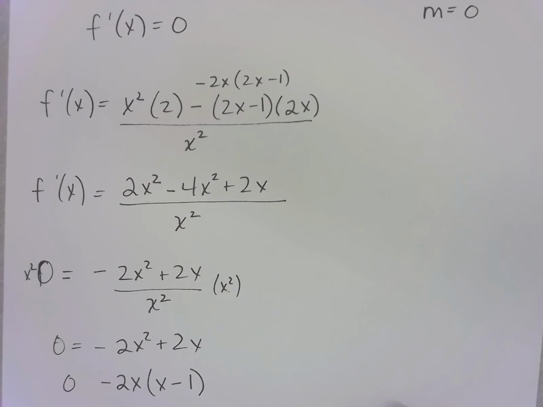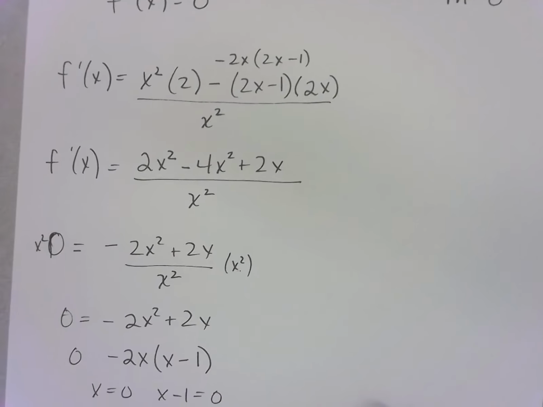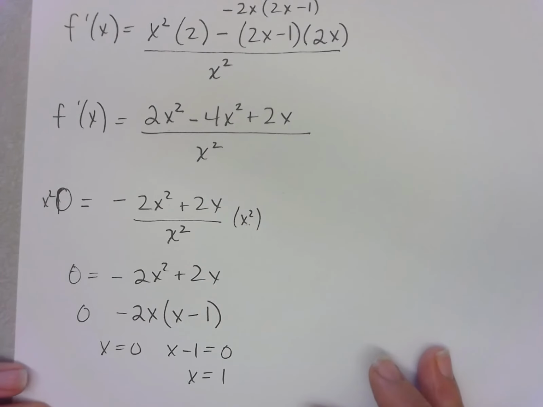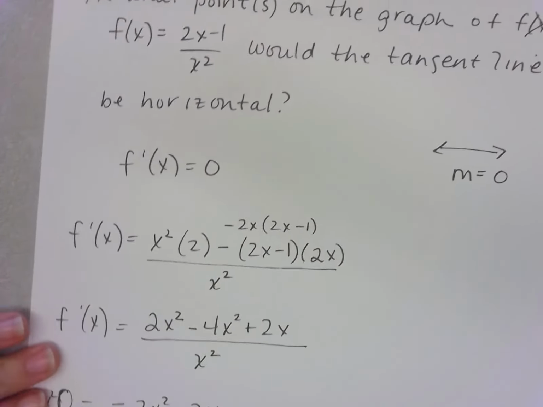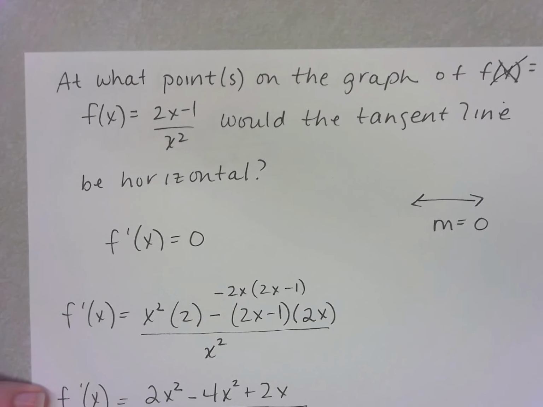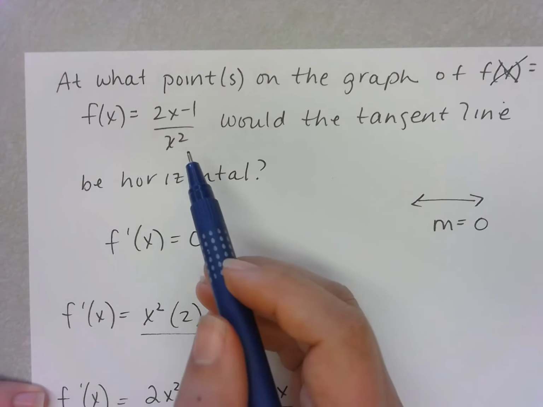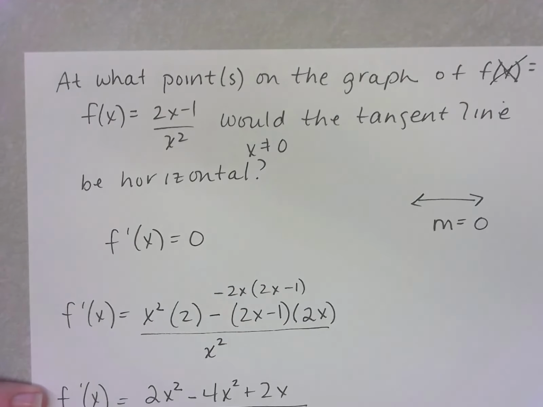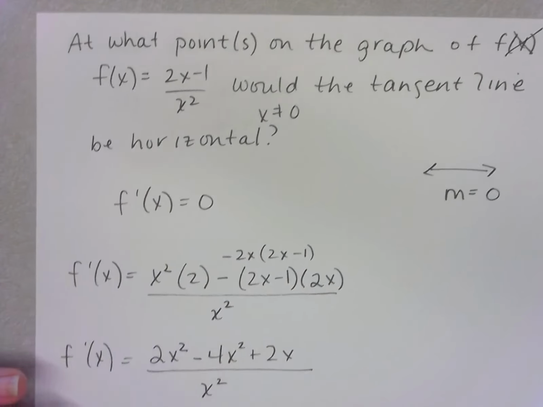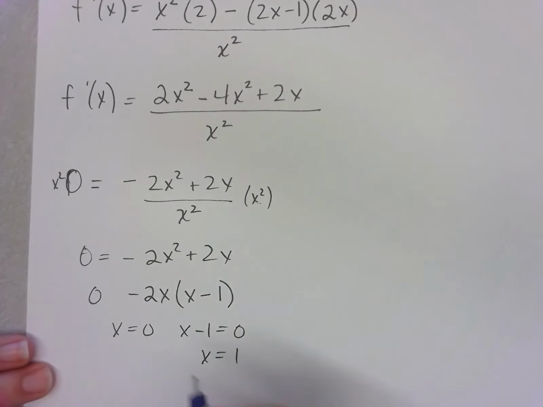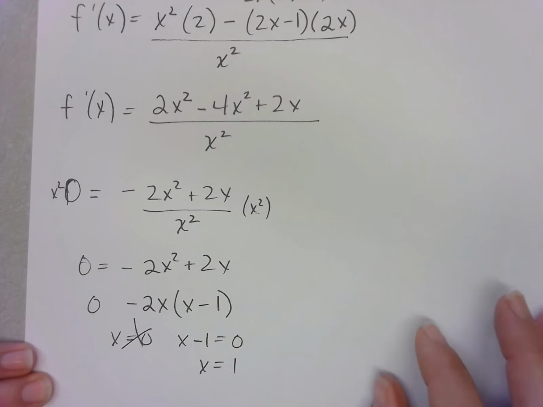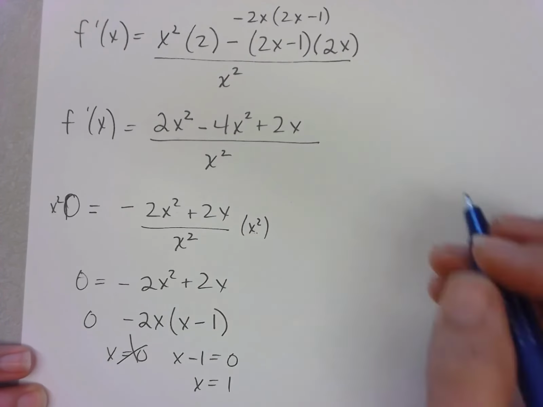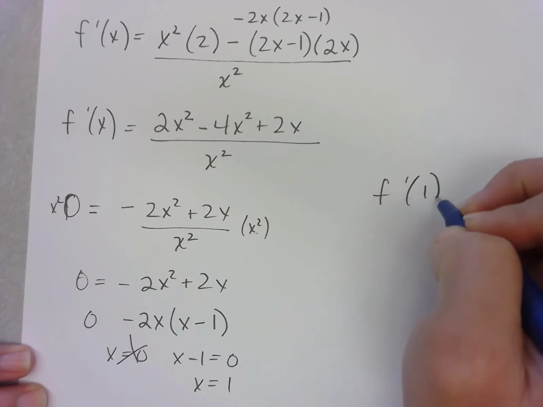Now we're going to throw out x equals 0. Maybe you can guess why, right? What's my original function? Aha, right? What's my domain restriction here? x can't be 0, right? Those domain restrictions are always lurking in the background. So I can't use that one. It's not a solution to my equation. So that means that at x equals 1, f prime of 1 is 0.